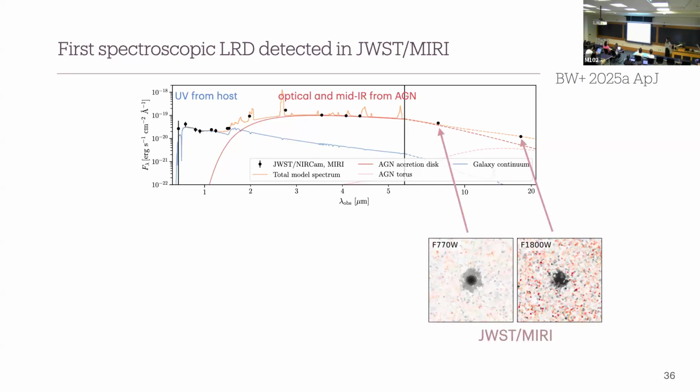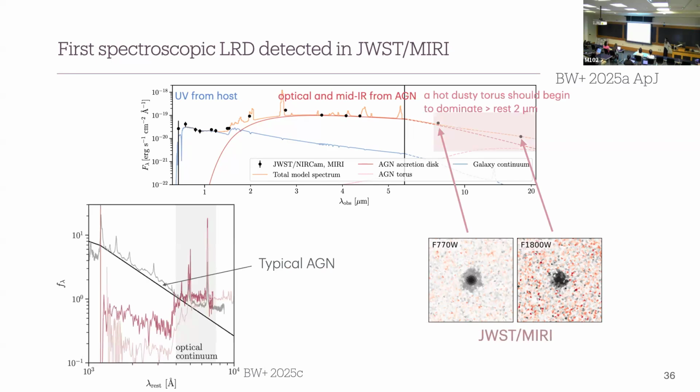Well, this source I mentioned is at redshift 3.1. The good part of being at a slightly lower redshift is that we can have MIRI that samples to very long wavelengths. This is very interesting for AGN because this is the region where we expect to see a bright torus. Now, let me remind you why we think we should be seeing a bright torus. Because this is a typical AGN. This is just the Vanden Berk SDSS stack.